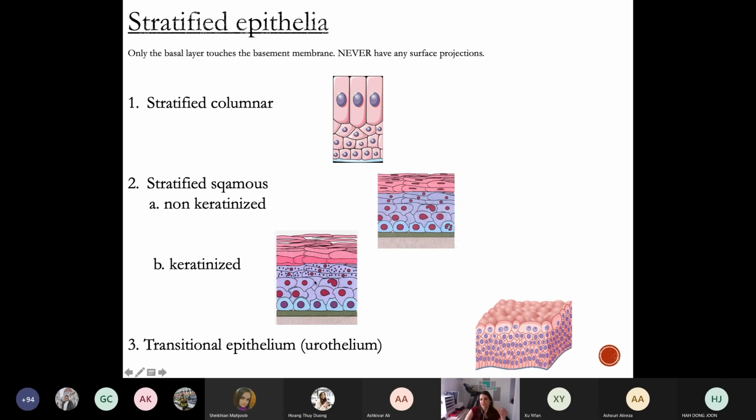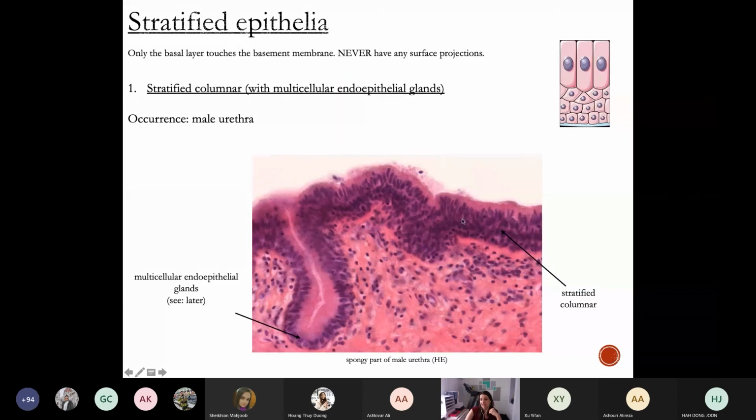For each of these types, you should be able to tell where they occur in the body. And this is also, of course, important for every other epithelial type as well, so for the simple epithelia and pseudostratified epithelia, and how they look.